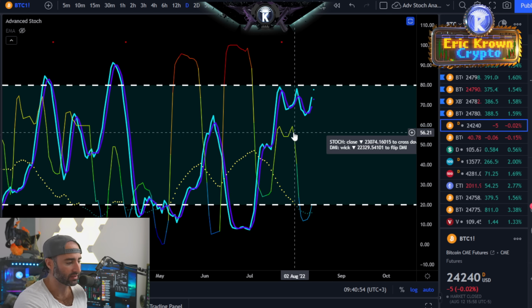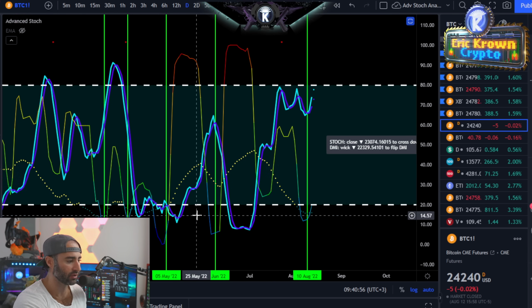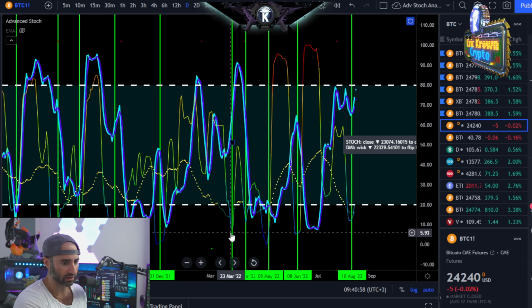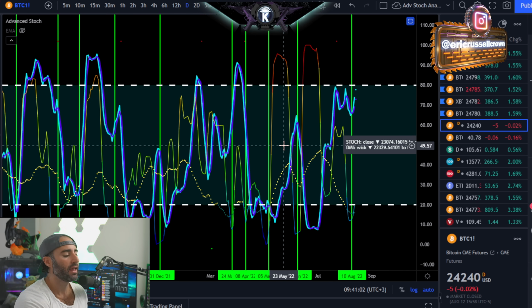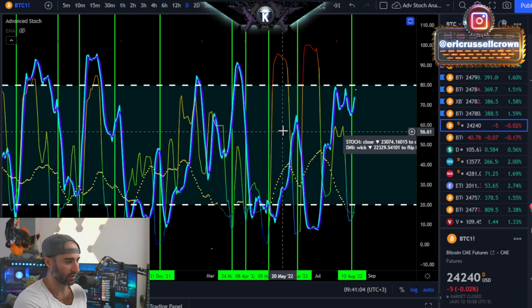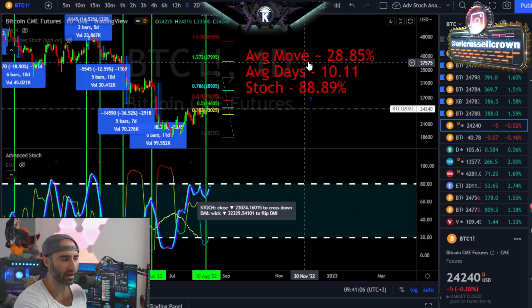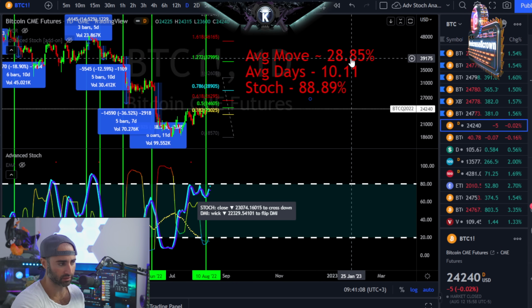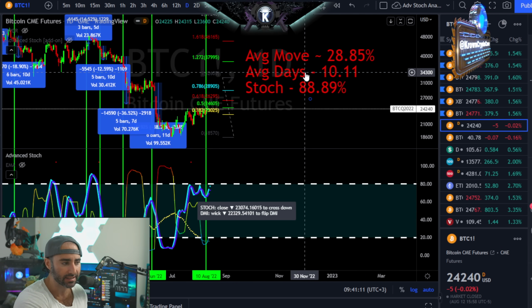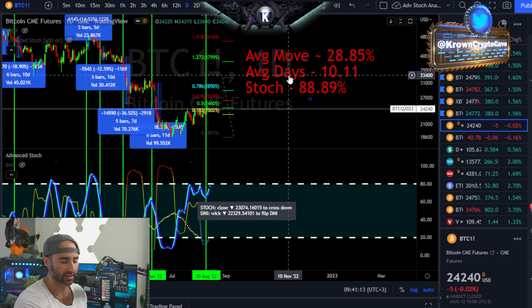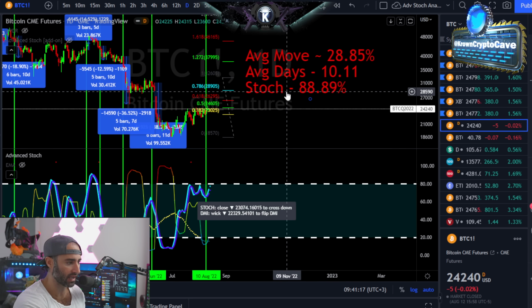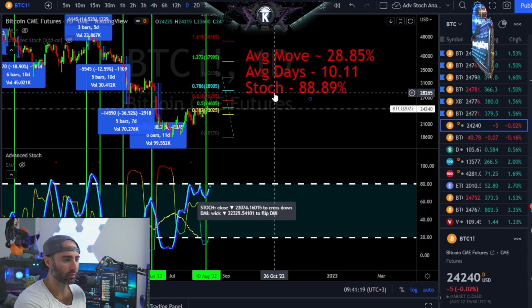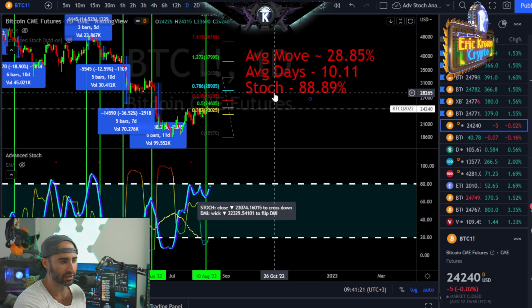Anytime that we have seen this one get to extreme lows, which essentially is just these extremely low levels right here on the actual volatility component of this indicator, the expansion phase from those extreme lows has led to an average move of about 28.85% from the signal given. The average days taken from that signal given to the next high or low has been just over 10 days. So, it happens rather fast. And the stochastic momentum oscillator has gone the correct direction on that volatility expansion just under 89% of the time.